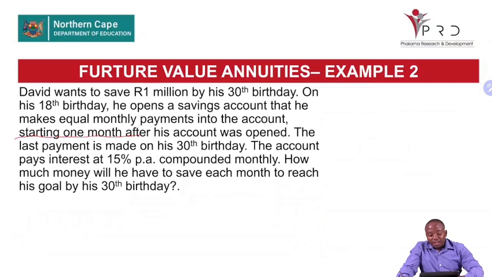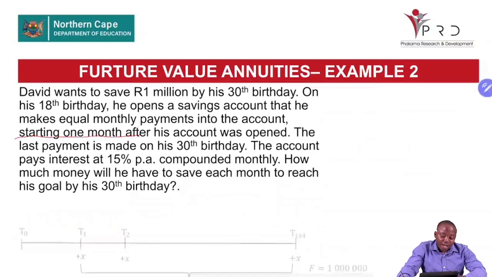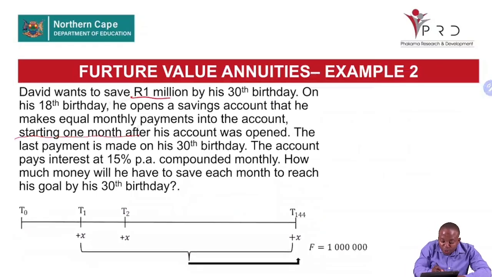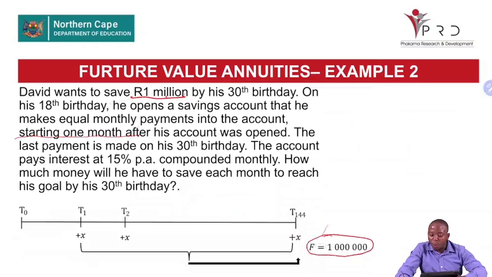Now, let us look at this one. We are told that David wants to save 1 million. So what are we doing? We need to populate this in our timeline. Number one, David wants to save 1 million. So David wants to have 1 million rands in future. When is that future? On his 30th birthday. Now we're saying our future amount in this case is 1 million rands.